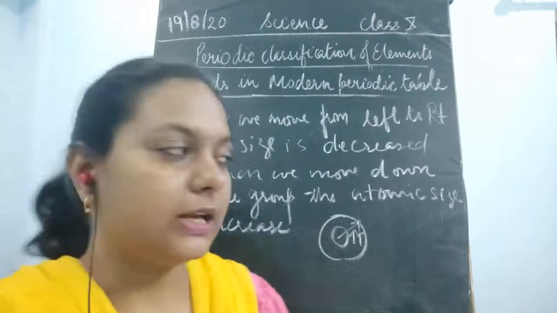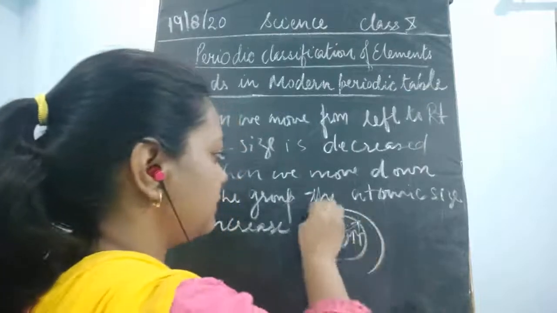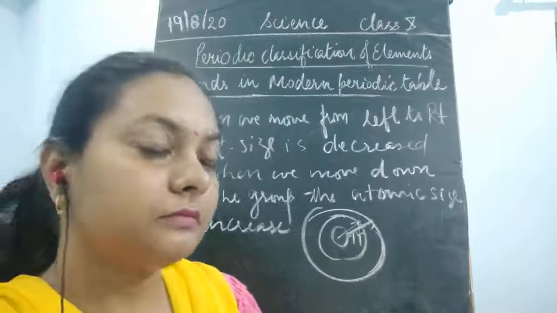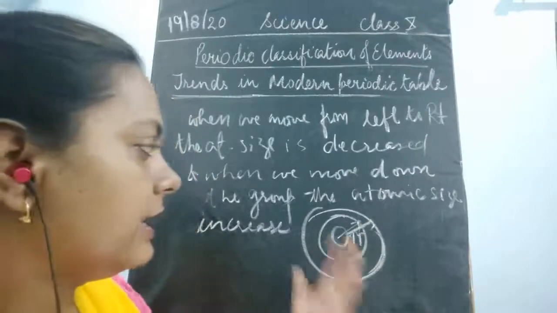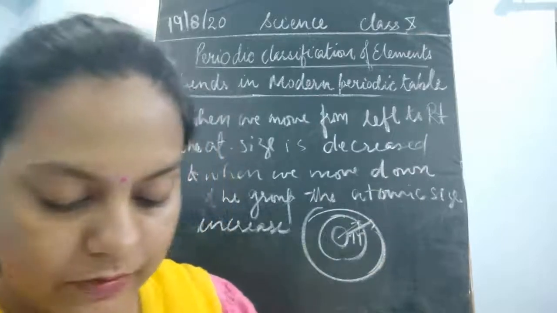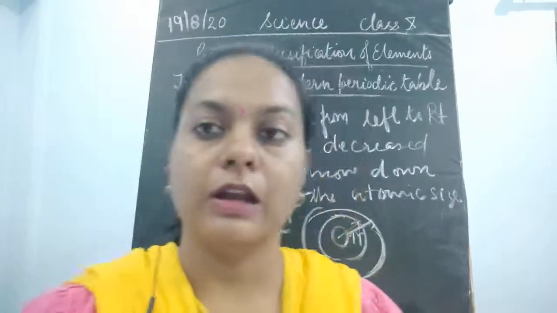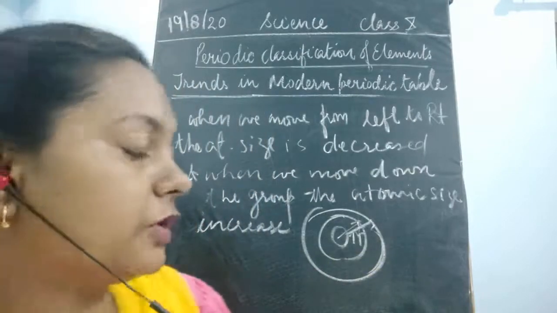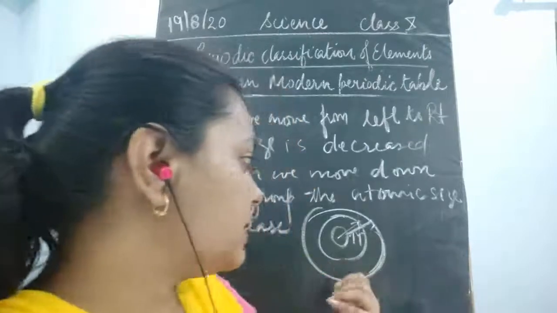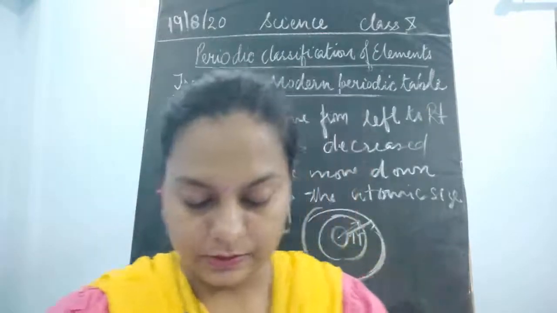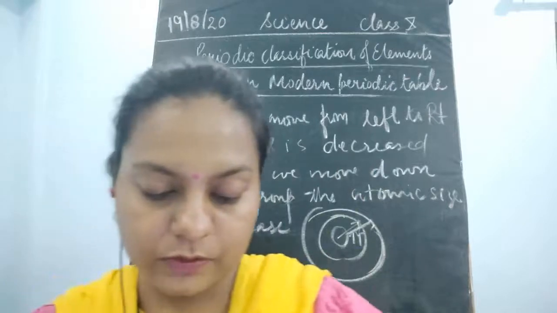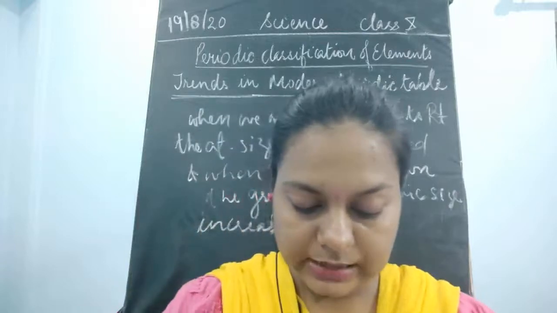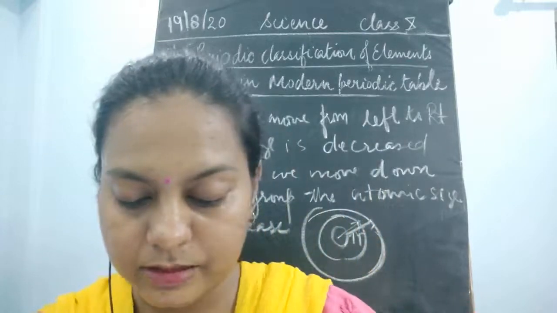Because one extra shell has been added, but whenever the extra shell is added, this is not going to increase the effective nuclear charge, and the new electrons are added in that particular shell. So there is no increase in the nuclear charge, but there is an increase in the number of electrons. When the number of electrons increases, the size is going to increase, because the number of shells is also increasing. So please remember this: in the group, when we move from above to down, a new shell is added.